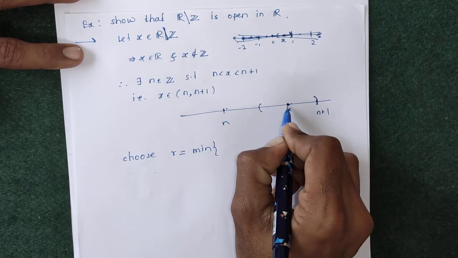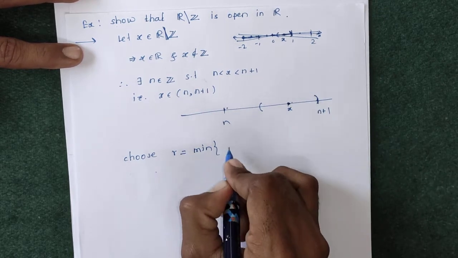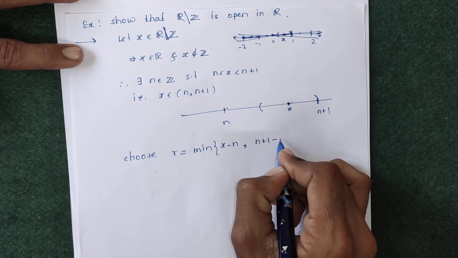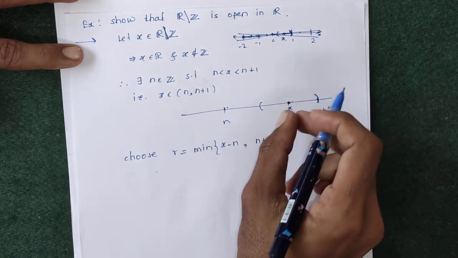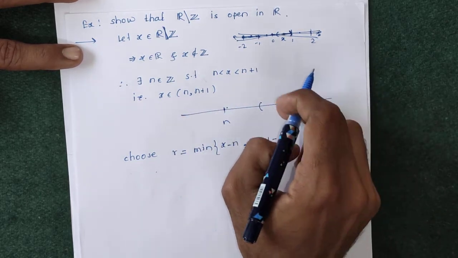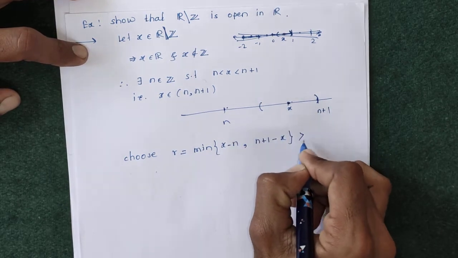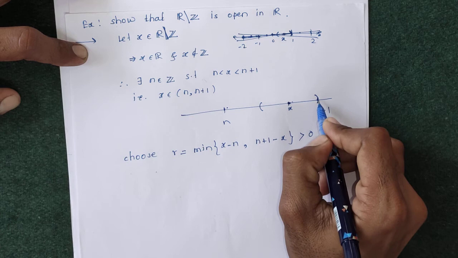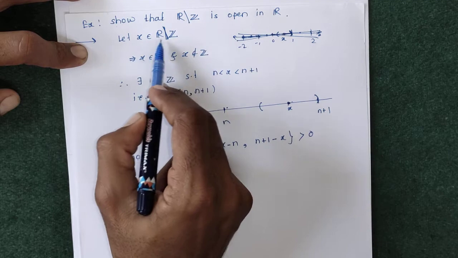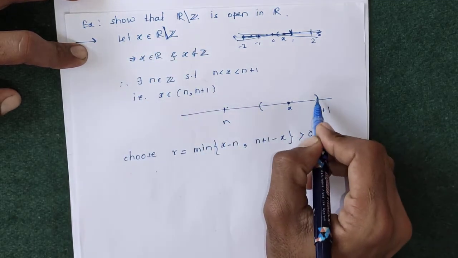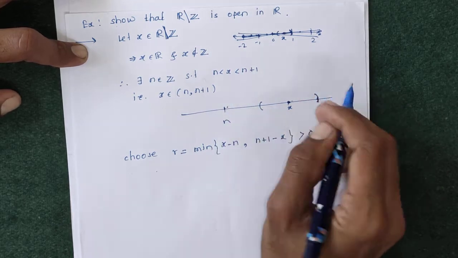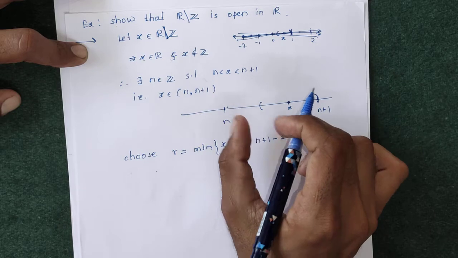So the minimum of the distance between x and n: suppose x is greater than n, so it is x minus n, and the other is n plus 1 minus x. The distance between x and n is x minus n, and between x and n plus 1 is n plus 1 minus x, which is surely greater than 0. It is not 0, because if x is equal to n plus 1, then n plus 1 is an integer, and that integer does not belong to this set, so we cannot take n plus 1 as well as n. So we have to take x in between these two, and then clearly this distance is non-zero.